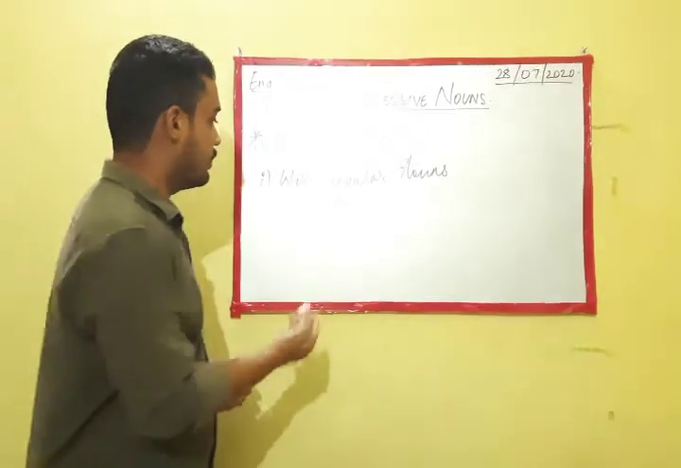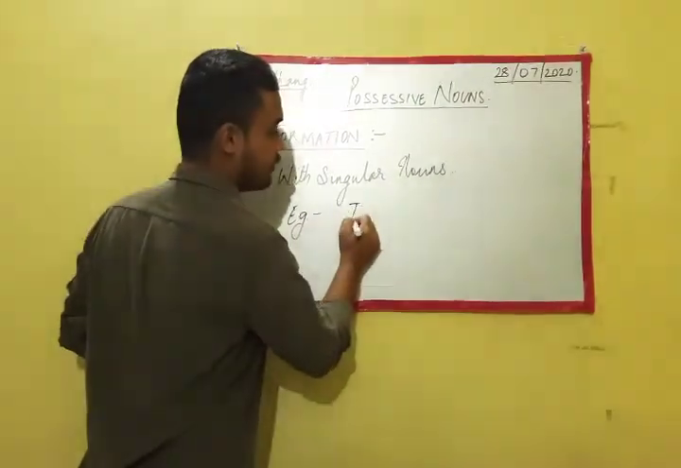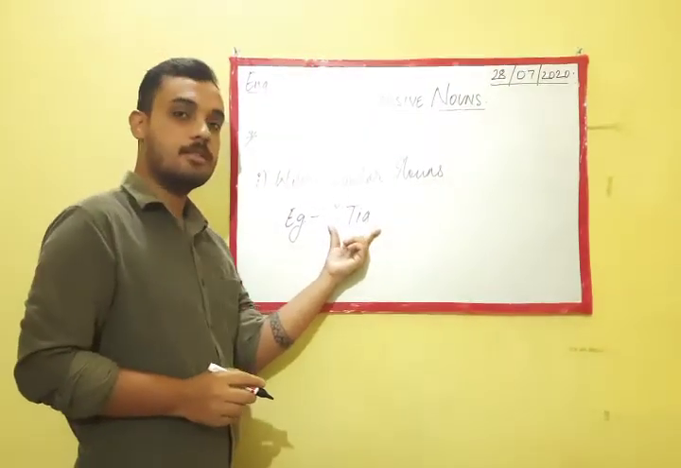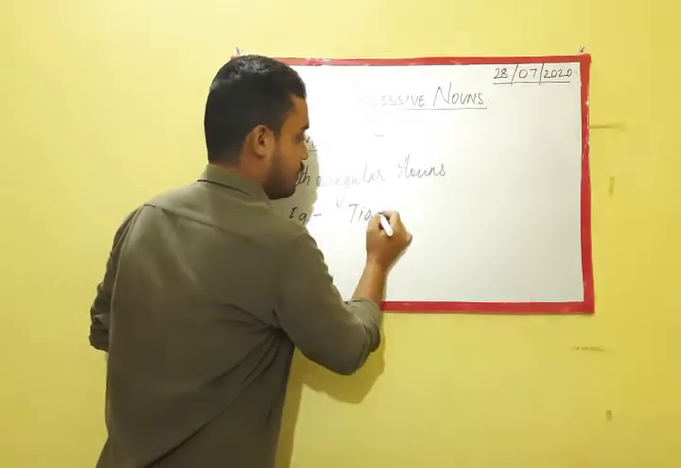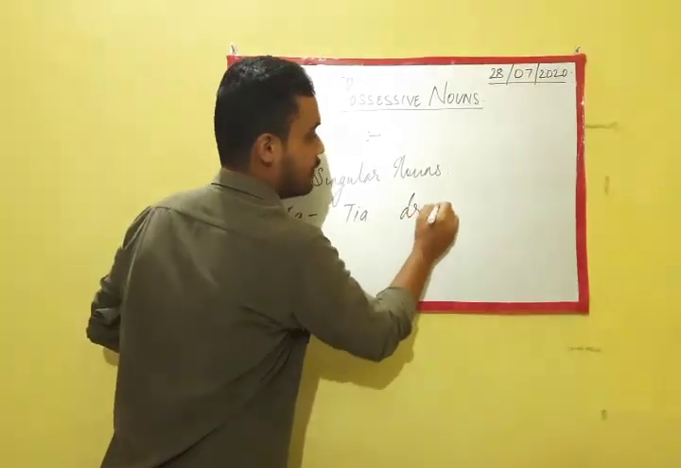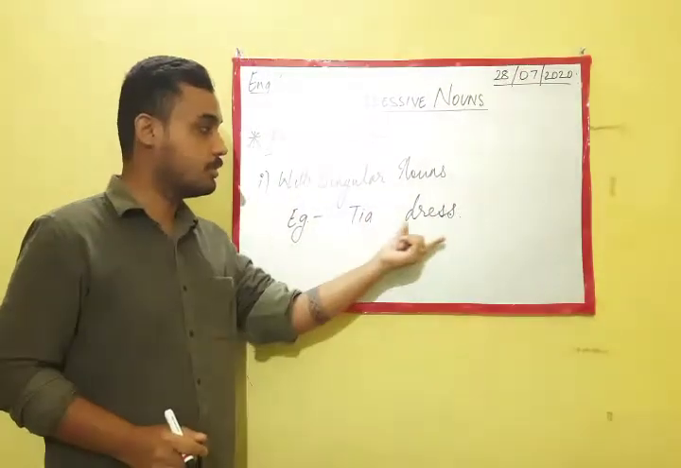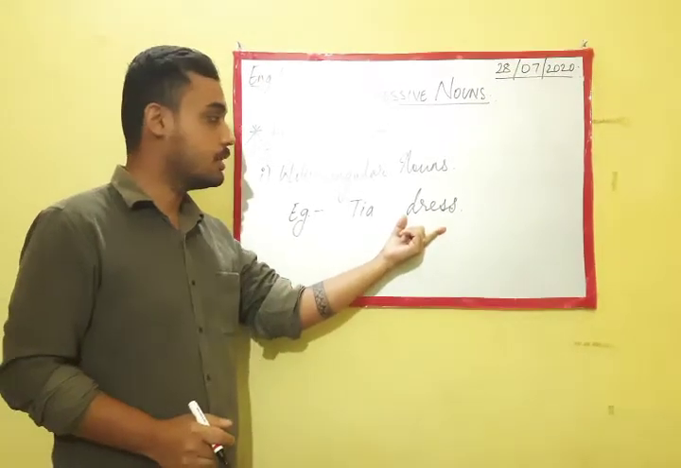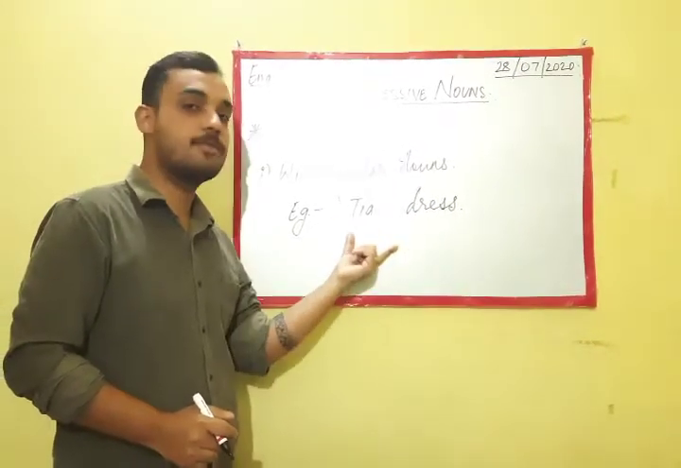Okay, example, Tia. It's a singular noun, and Tia is a name, so that is also a proper noun. Okay, Tia dress. I have used a proper noun and I have written Tia dress. This is my sentence, but I can't relate it to Tia because I don't see any sense over here.